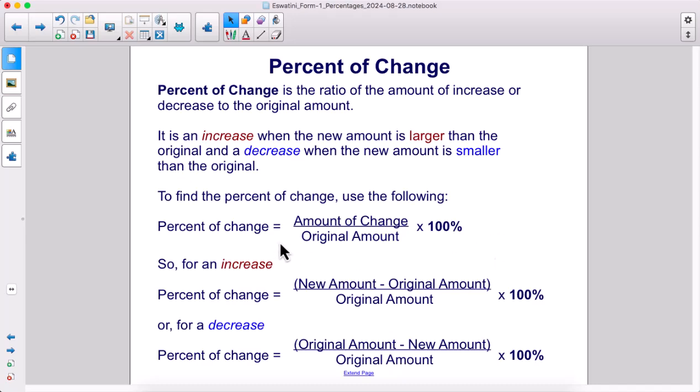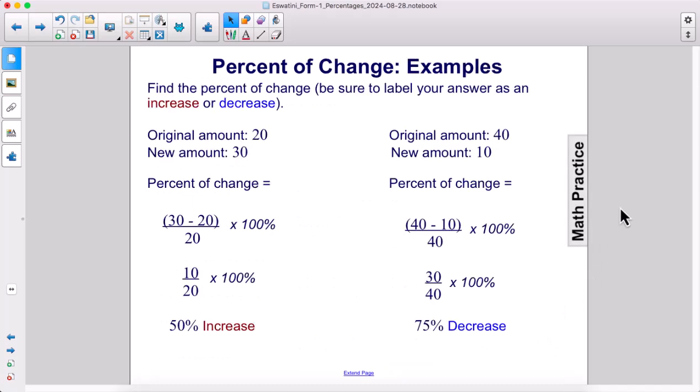Percent of change equals the amount of change divided by the original amount multiplied by 100%. So for an increase, you'd have the new amount minus the original amount divided by the original amount times 100%, or for a decrease, the original amount minus the new amount divided by the original amount multiplied by 100%. Find the percent of change. Be sure to label your answer as an increase or decrease.